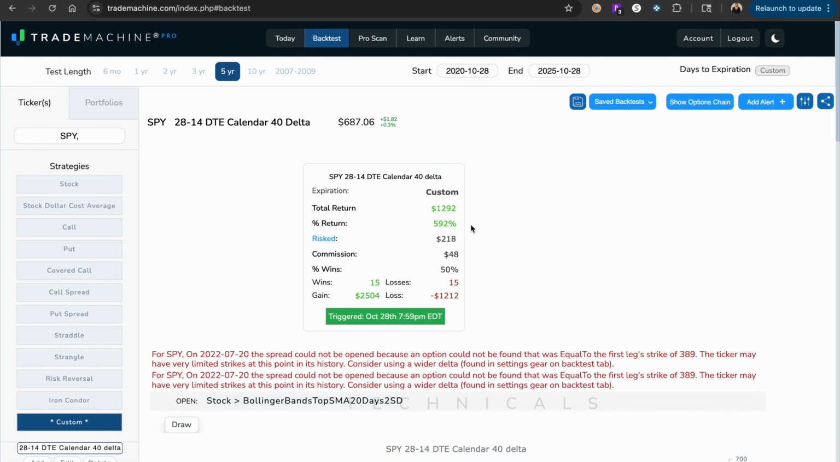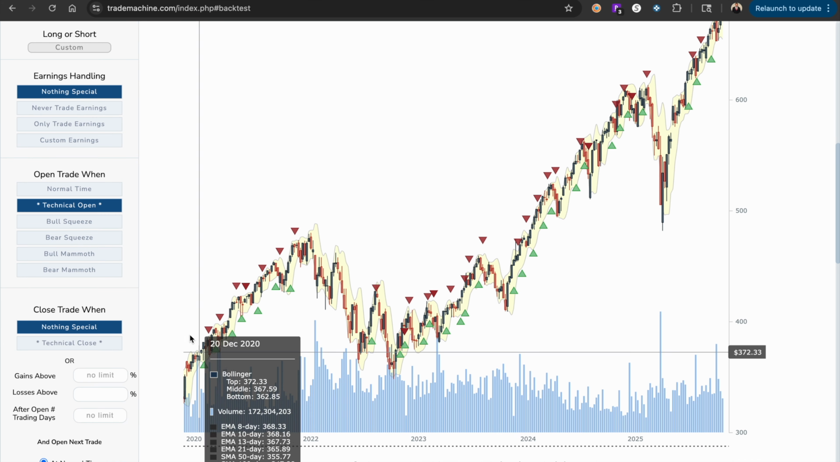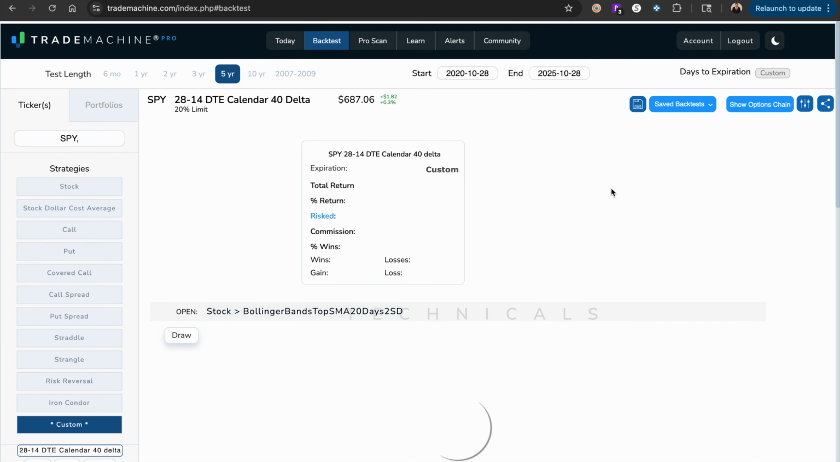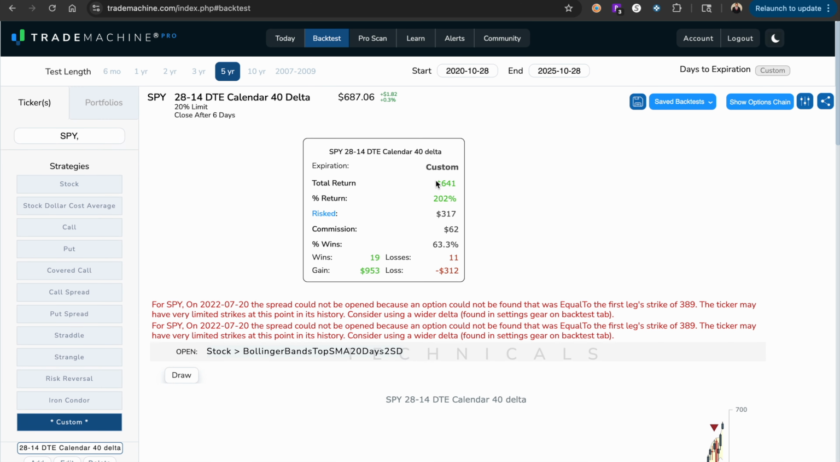So at the end of the day, it's all about returns. You want to go after returns, not necessarily how often you win. But again, then you could change this up and make it something like a 20% limit with 6 days and see how that works. You get something like that.